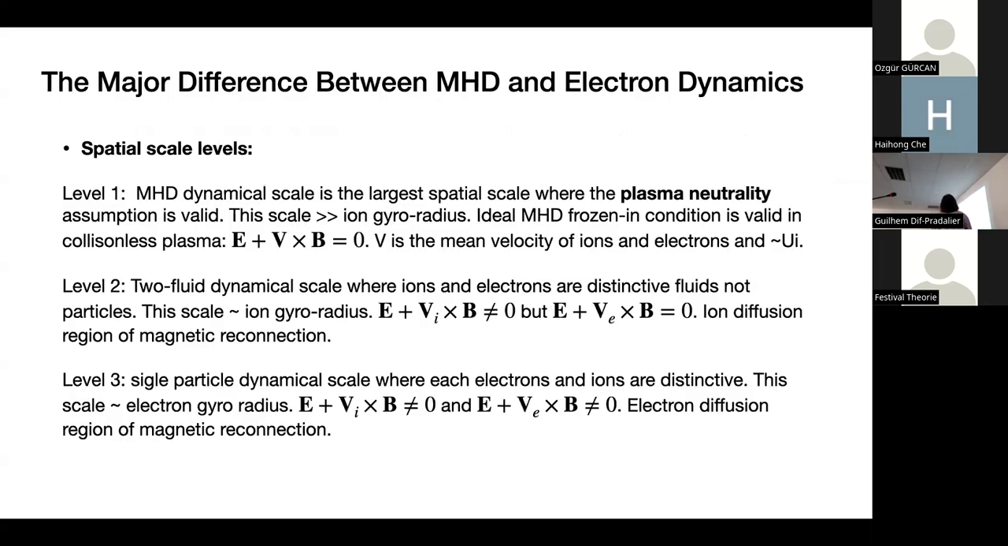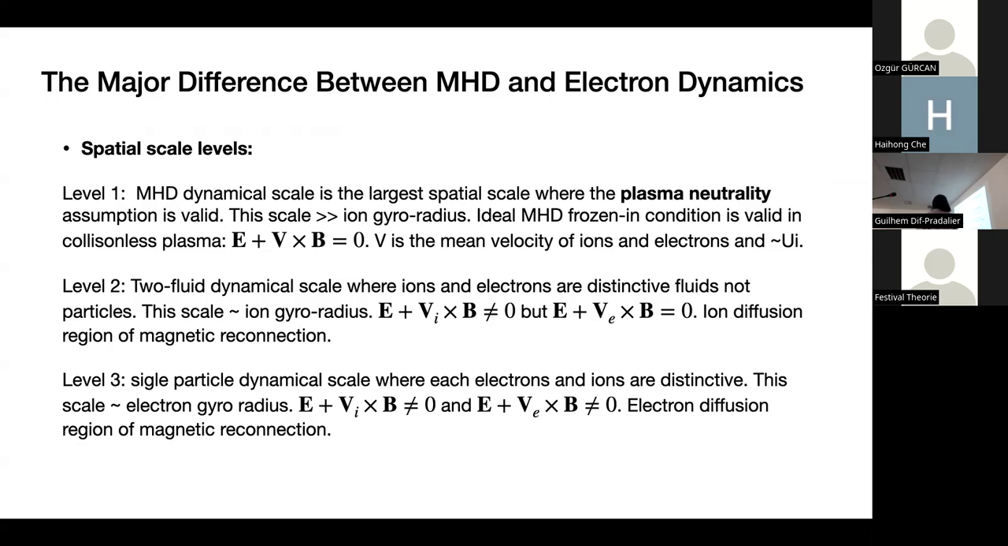Again, we have to say what the difference is between MHD and electron dynamics. When we say MHD or electron, this is artificial, because we define the MHD and electron scales. In nature, it's all one. So for level 1, the MHD scale is the largest spatial scale where the plasma is neutral. This is a very important characteristic of MHD.